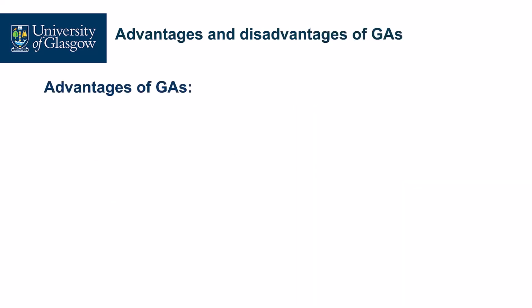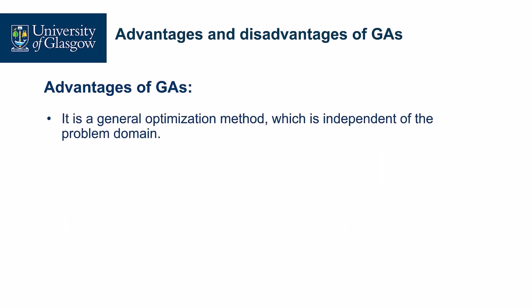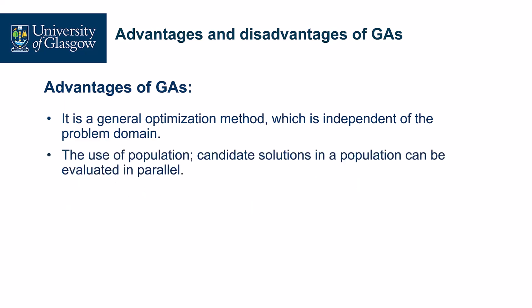Eventually we can summarize the advantages and drawbacks of GAs. Let's first see the advantages. First of all, GA is a general optimization method, independent of the problem domain. The problems we have introduced before, for example the TSP, QAP, the lifecycle problem, and the antenna design problem, can all be solved by GA. So it's a general method. Also, because of the use of a population, the evaluation of candidate solutions does not depend on each other, so they can be evaluated in parallel.